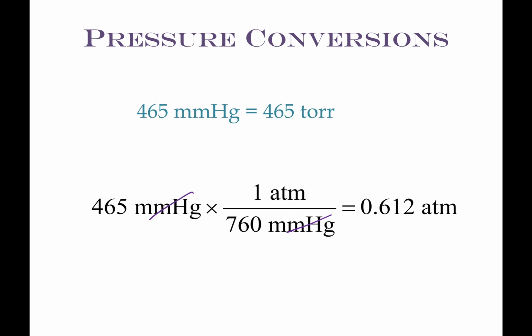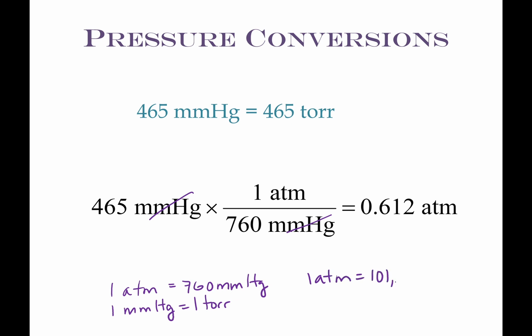You can practice some of those if you need to, but they're just unit conversions where we have those. 1 atmosphere is equal to 760 millimeters of mercury. 1 millimeter of mercury is equal to 1 torr. And 1 atmosphere is also equal to 101,325 pascals. So those are the conversions you need to know.